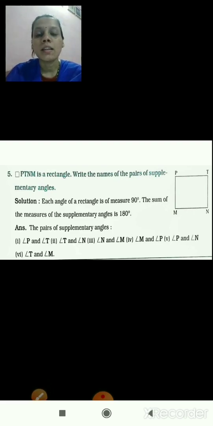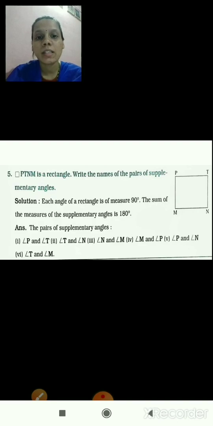Yes, in the rectangle each angle is of 90 degree and the sum of the measure of the supplementary angle is 180 degree. Then we will write down the pairs of supplementary angles. First one is angle P and angle T. Why? Because the measure of angle P is 90 degree and the measure of angle T is equal to 90 degrees. So angle P and angle T makes a pair of supplementary angles.